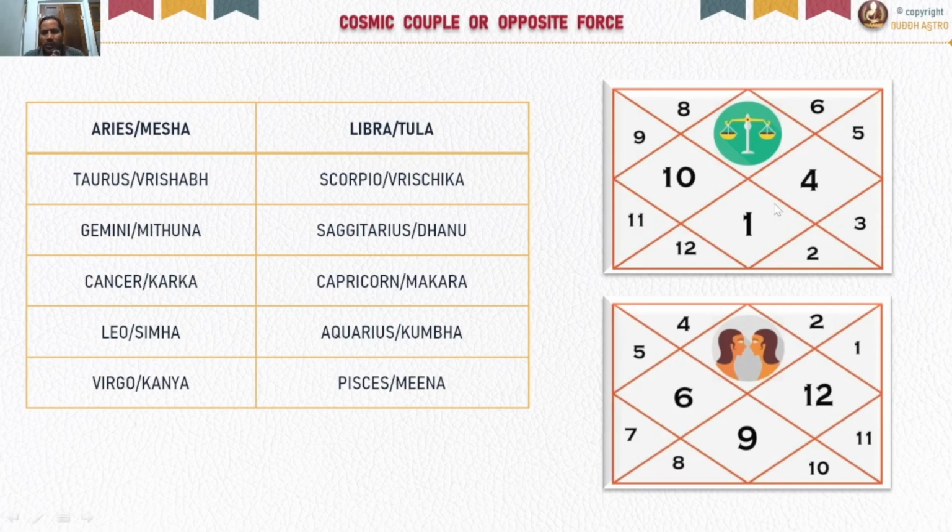What is the importance? Suppose in any horoscope this Scorpio sign is afflicted or giving problems, so what we will do is we will increase the intensity of the opposite sign so that it can balance it. That's why they are called opposite force or cosmic couple. So we can do balancing of signs against each other.